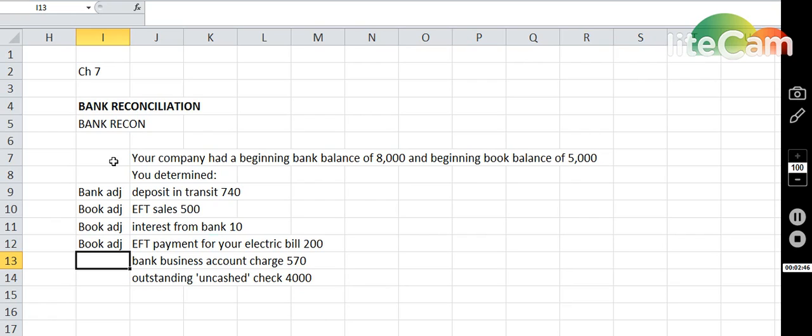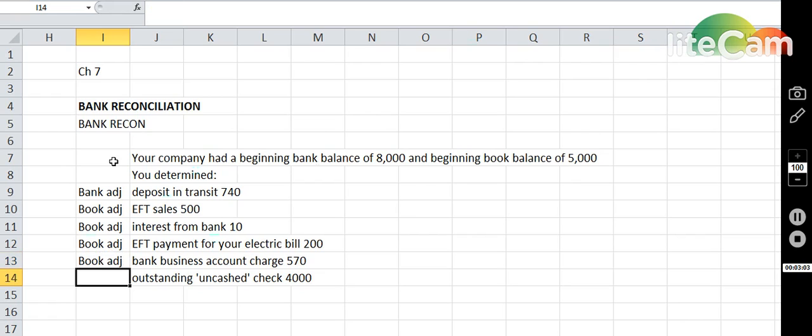Okay. Next we have a bank fee. So the bank is charging us money for having an account with them, which is often very typical if you have a business account. So they're charging us a fee of $570. So this will be another book adjustment. The bank already knows they're charging us the amount.